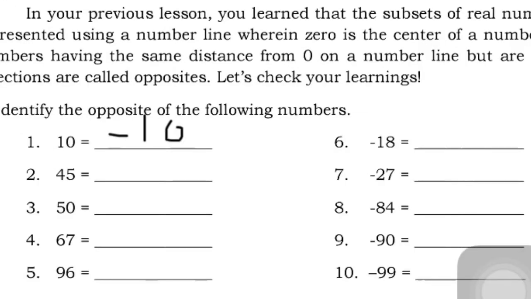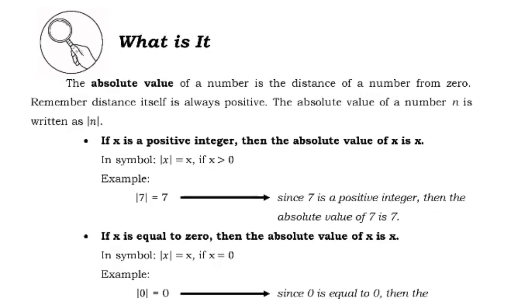In here, you'll just have the opposite. If the given is positive, you're going to have its negative. And if the given is negative, you're going to have its positive number. Then let's have what is it. The absolute value of a number is the distance of a number from 0. Remember that distance itself is always positive.